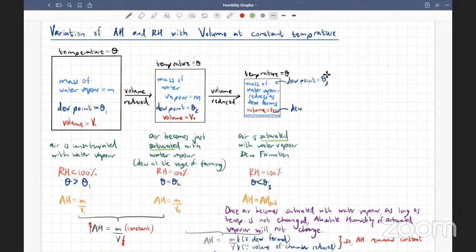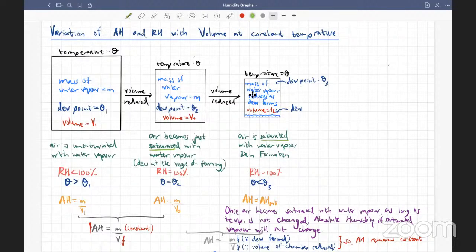Theta 3. Now we have a question about theta 3. I'll come back to that. But my gut feeling says theta 3 should be greater than theta if dew is forming. The mass of water vapor is changing, but at the same time, volume is also changing. Theta 1, theta 2, theta 3 are the dew points for these samples.